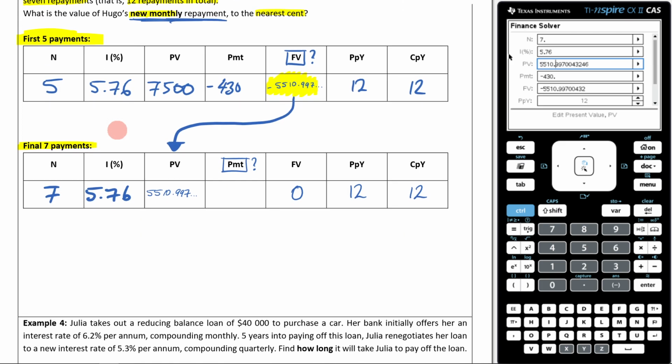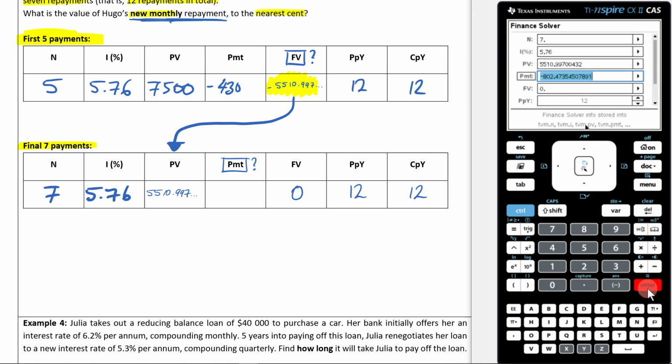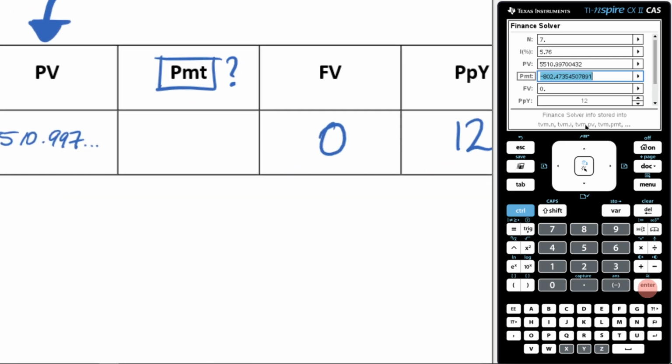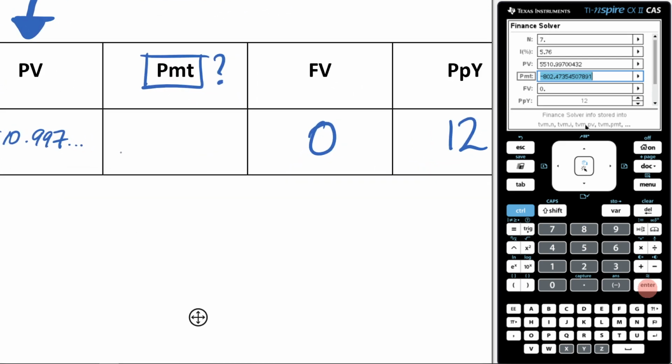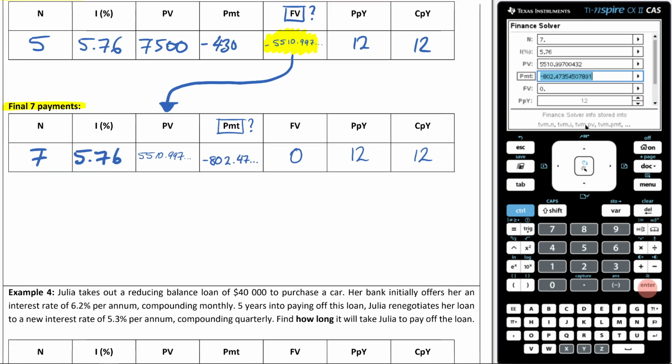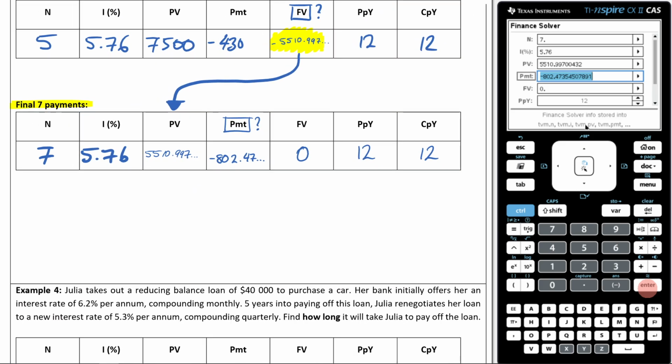All right, then we come here to the PMT. How are we going to do this? Well, we just need to fill in what we know. We don't know what the PMT is, so we make that 0. My future value is going to be 0 because we want this thing fully paid off. And then we go down, down, down, and then we come here, we hit enter. All right, let's put the unrounded first. So I'm going to be paying $802.47. Remember, it's negative because this is the amount that we're paying.